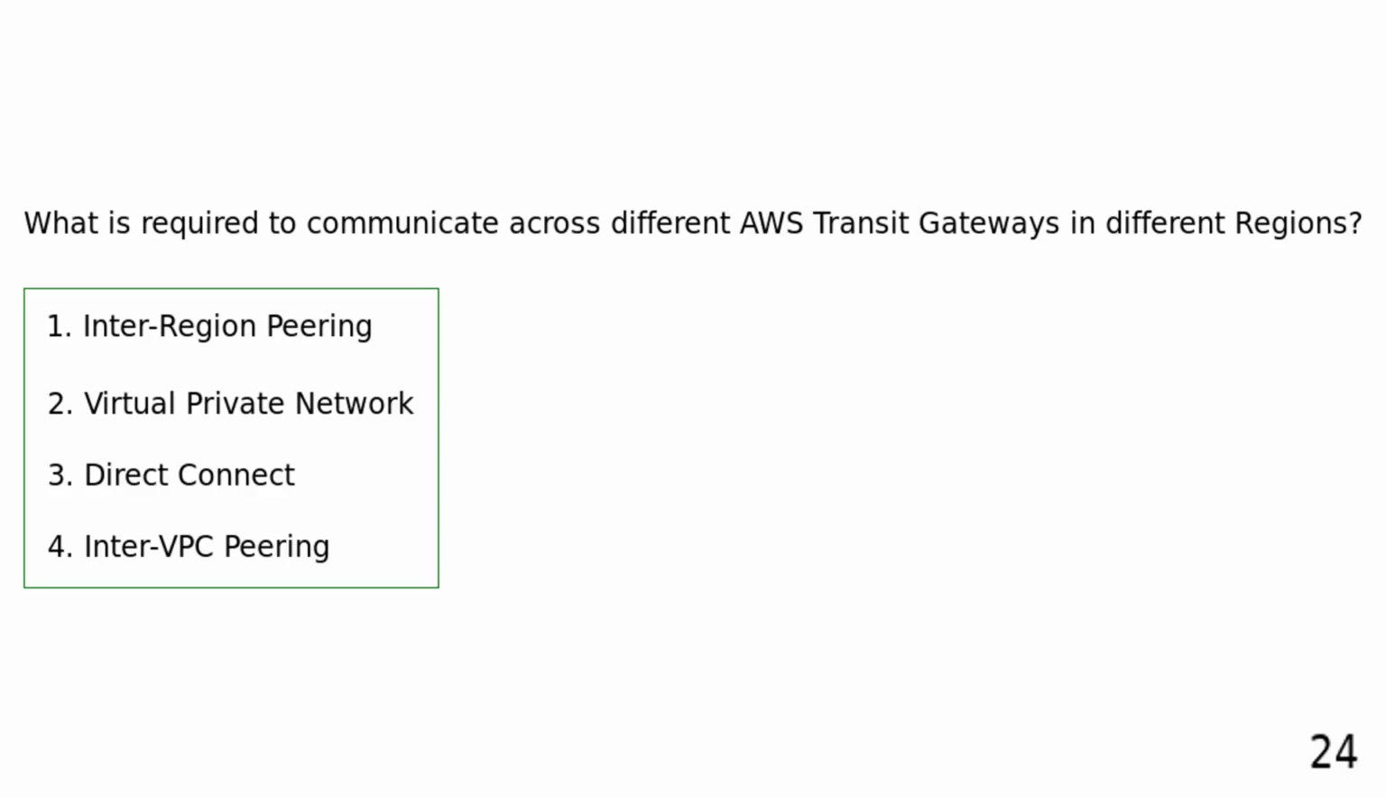What is required to communicate across different AWS Transit Gateways in different regions? Inter-region peering. Virtual private network. Direct connect. Inter-VPC peering.